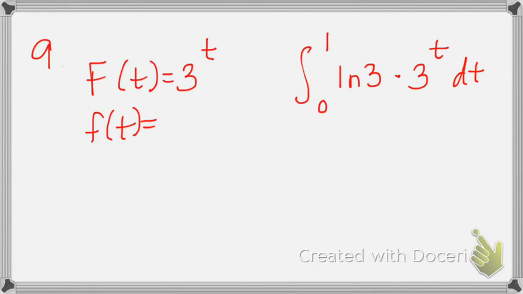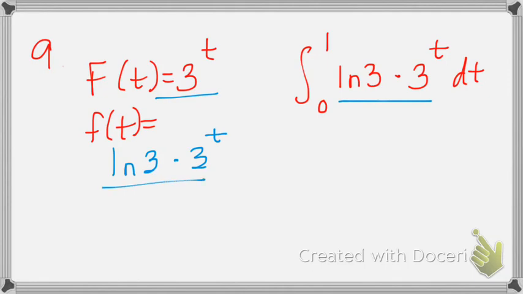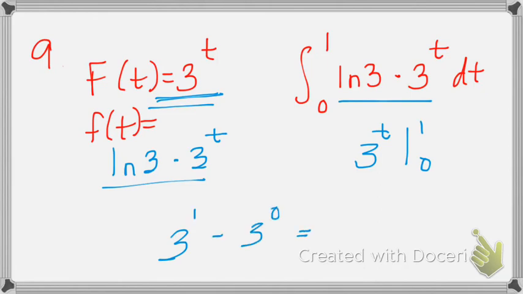All right, another weird problem. The original is 3 to the t. The derivative of 3 to the t, just to remind you, is natural log of 3 times 3 to the t. So let's look at what we have. We have the integral of natural log of 3 times 3 to the t. Well, that's the derivative. So I know that the original is 3 to the t. I want to evaluate it at 0 and 1. So 3 to the 1 minus 3 to the 0, and you get 3 minus 1, which is 2.